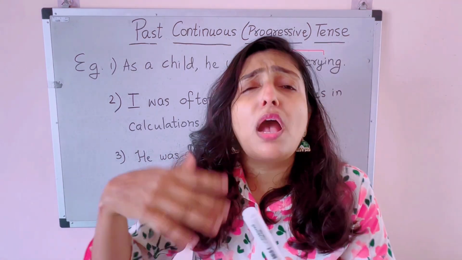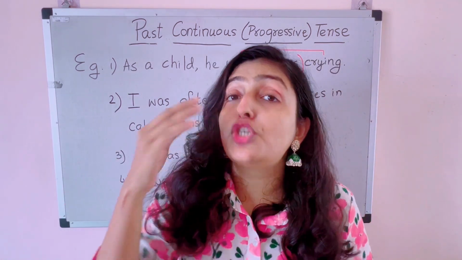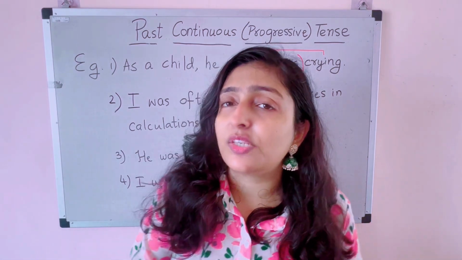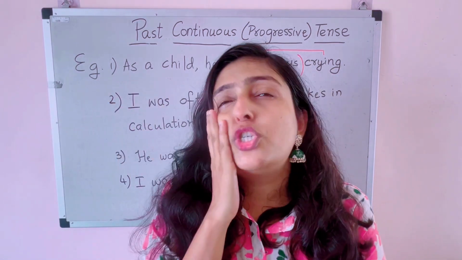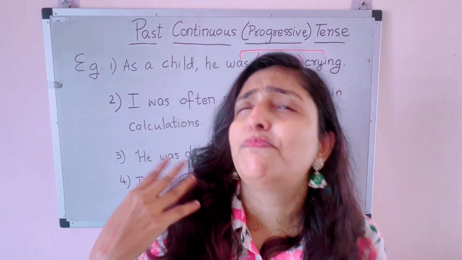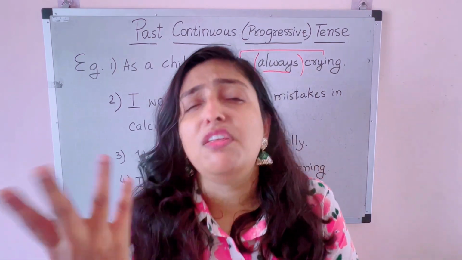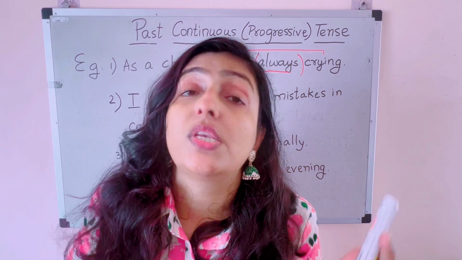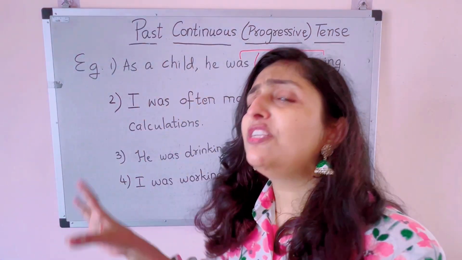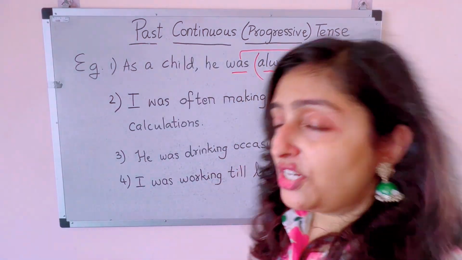Okay, your neighbor comes to your home and she starts sharing the childhood stories and happenings of her child. And your neighbor says, oh, my boy child, as a child, he never used to sleep. He was always crying. He kept on crying, and I could never sleep at all in peace. It was very difficult for me. He was always crying. So we use a temporary habitual action in past continuous tense.